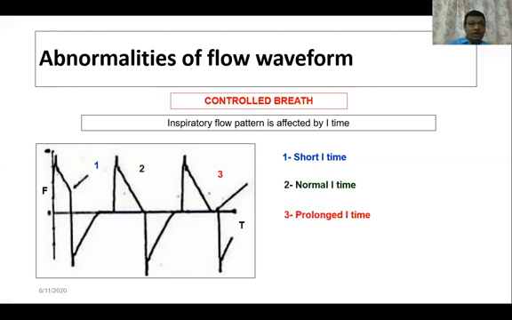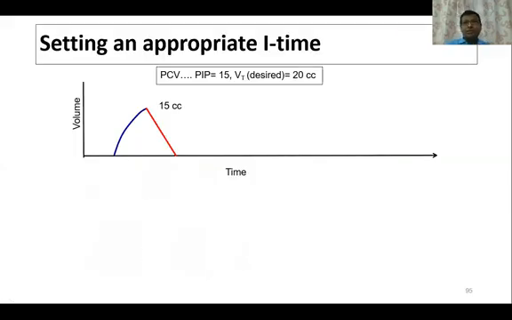So now how can we set a proper I time with the help of the flow waveform? Let us take an example of a baby which you have put on pressure control mode with a peak of 15. Your desired tidal volume is 20. And now if you look at the volume waveform of this baby, the delivered volume is 15 only.